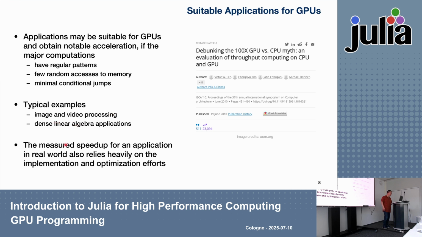And the real measurement of an application depends on the implementation. So here is the paper. This paper tries to find out why some researcher or research group reports 100 times faster on GPU than on CPU. So there are also some human efforts for the optimization.